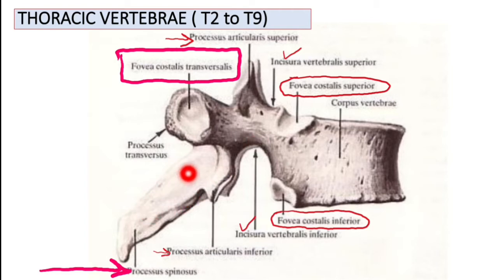Okay, and here you can see the spinous process, right? It is more like downwards, right? And of course, this whole thing I told you is the transverse process, processus transversus.